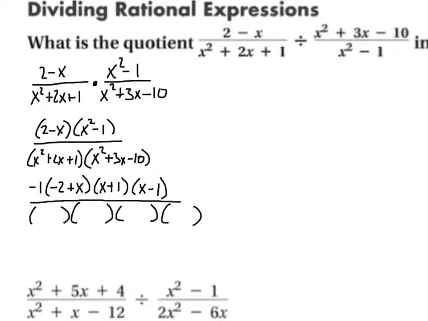So how does x squared plus 2x plus 1 factor? Two numbers that multiply to give us 1 but add to give us 2. X plus 1 and x plus 1. How about our second trinomial? X minus 2, x plus 5. Excellent.